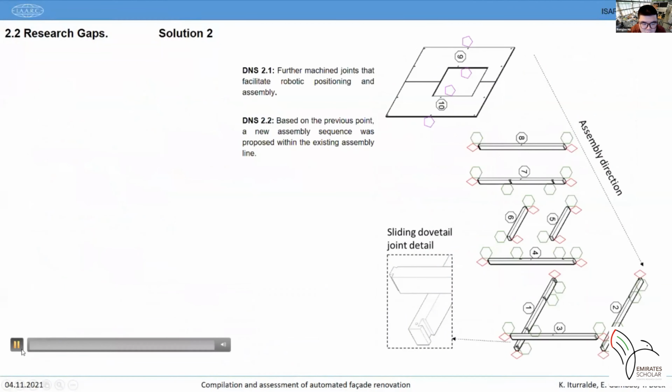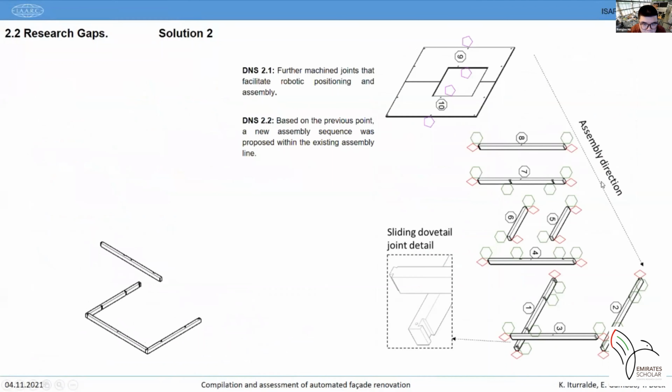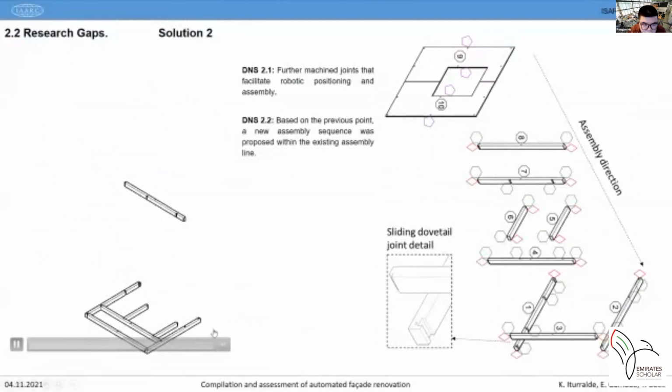And well, I think the process could be improved by machining all the elements of the timber frame. One might consider that it takes more time, but in the assembly process, it's much faster, I would say.